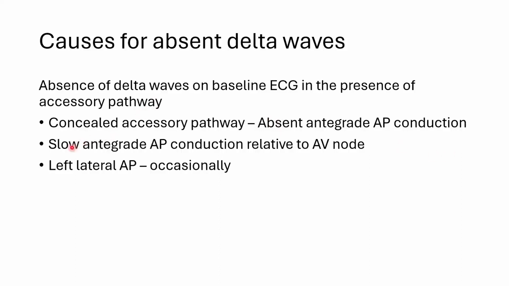Then other causes are slow antegrade accessory pathway conduction relative to the AV node. Here the AV nodal conduction beats the accessory pathway conduction, so there is no pre-excitation. And very rarely, a left lateral accessory pathway. This is because a left lateral accessory pathway is far away from the SA node, so the ventricular activation is preferentially via the AV node, as it is nearer to the right side of the septum, close to the sinus node.